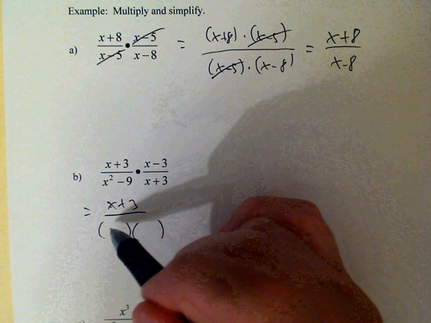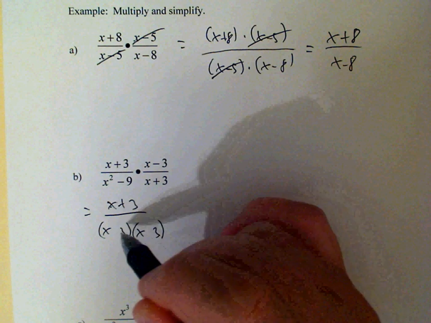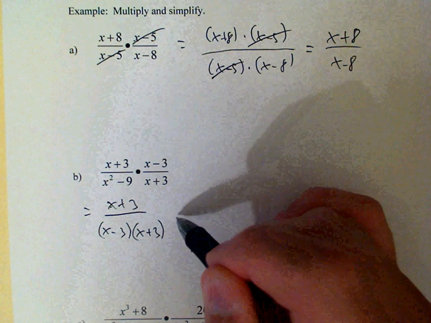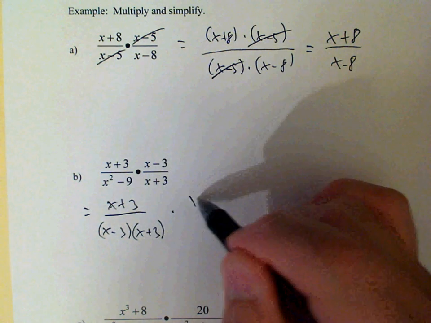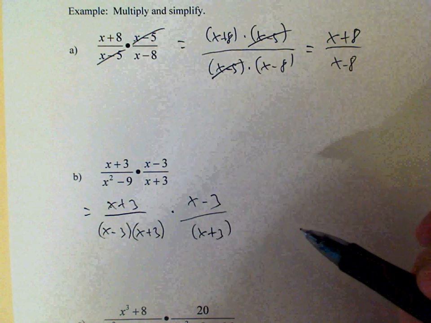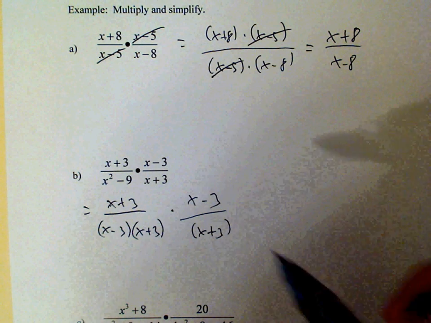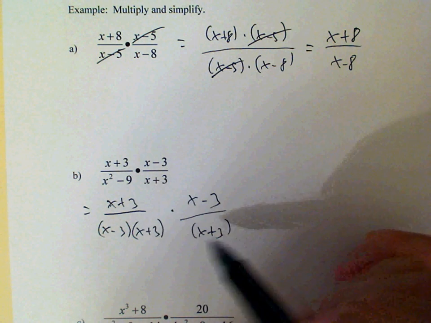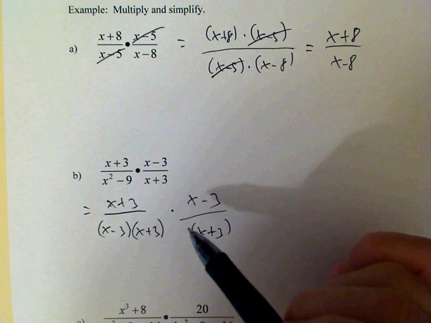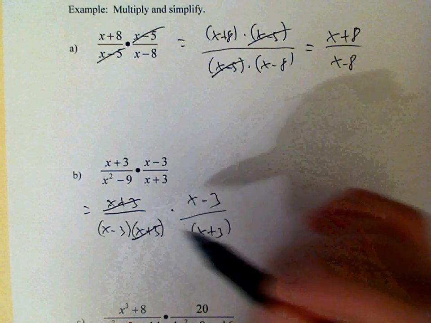What times what is x squared? What times what is 9? What times what's a negative? And then I'm just going to write down the second fraction. And I'm going to cancel anything that can possibly cancel. I have an x plus 3 over here and x plus 3 down here. Either one will work, but I'll only cancel one of them. So let's just go ahead and cancel the x plus 3 with that x plus 3.